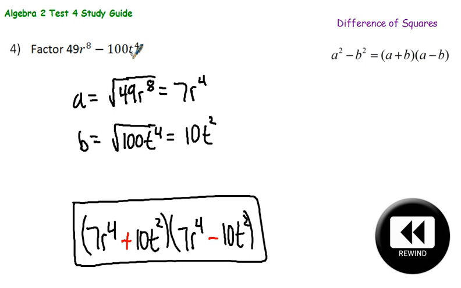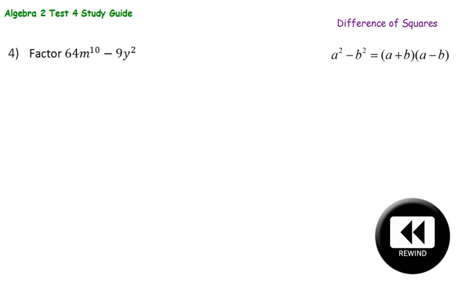Go ahead and pause and try number 4 on the right side. Okay, well, let's check number 4 on the right side. So A and B, and by the way, those letters have no significance. A is just representing the first term, B is just representing the second term. So I know you're looking at it and you're like, hey, that says M and Y. Well, those are the variables within the problem. So just don't get hung up on that.